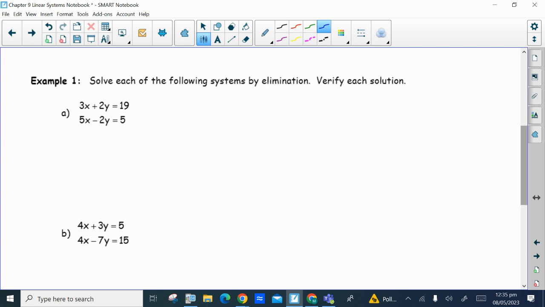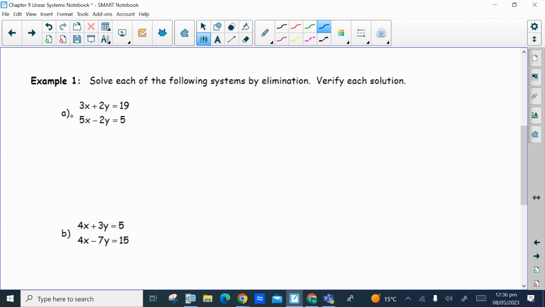So, example 1: solve each by elimination, and verify each solution. If we look at these two equations, the coefficients in front of the y's are opposites. Okay, Liam? The number in front of the y in the first equation is a positive 2. The coefficient of the y in the second equation is a negative 2. 2 and negative 2 are opposites. The first step is already done for us in this case. The coefficients in front of the y's are opposites.